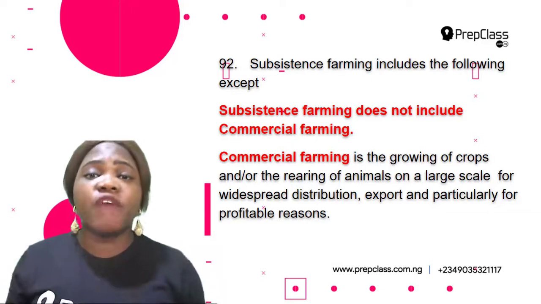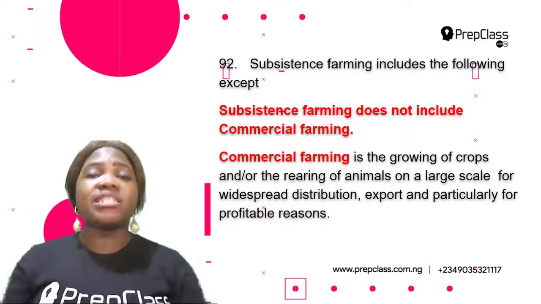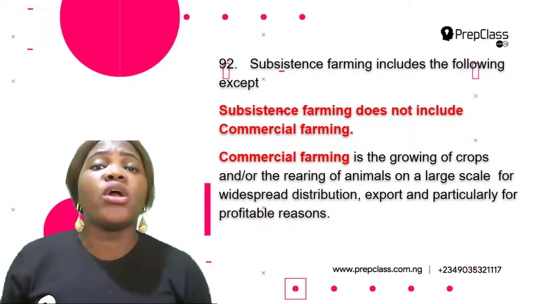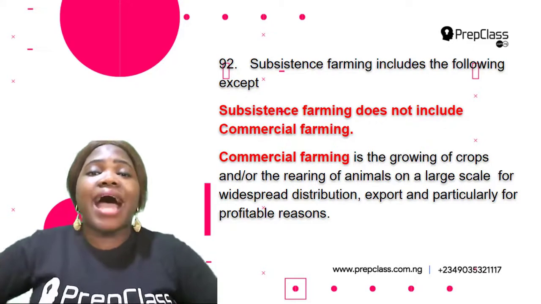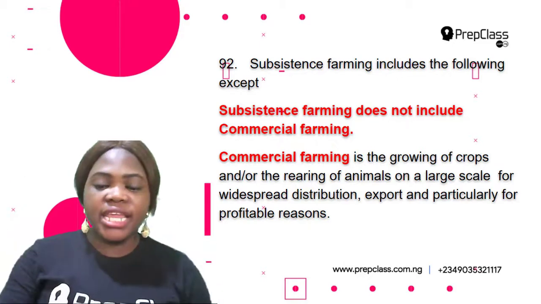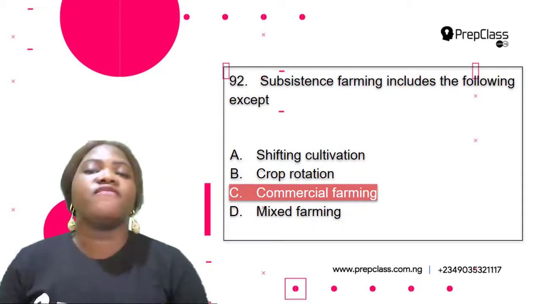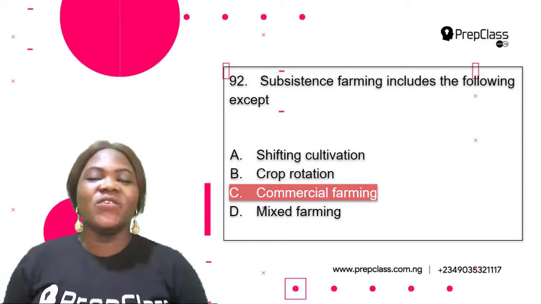But in subsistence farming, there is no surplus for trade. There is no surplus for widespread distribution. There is no surplus for export. Subsistence farming is only carried out for the farmer and his family. So subsistence farming does not include commercial farming. So the correct option is option C, commercial farming.